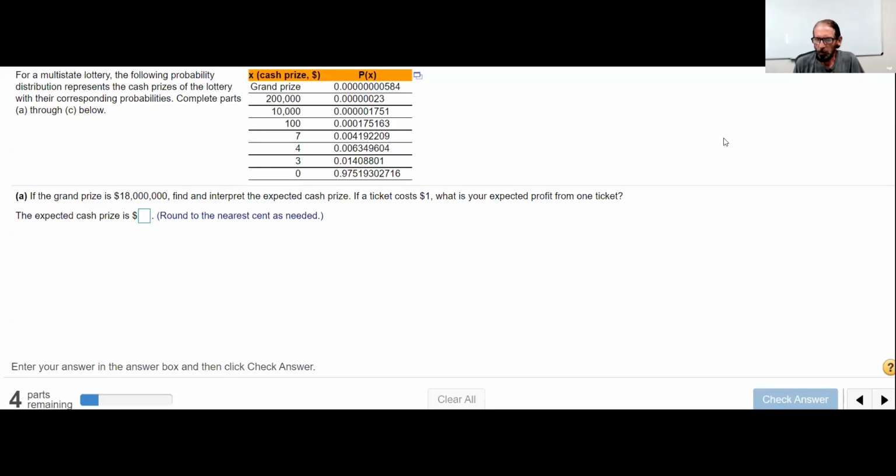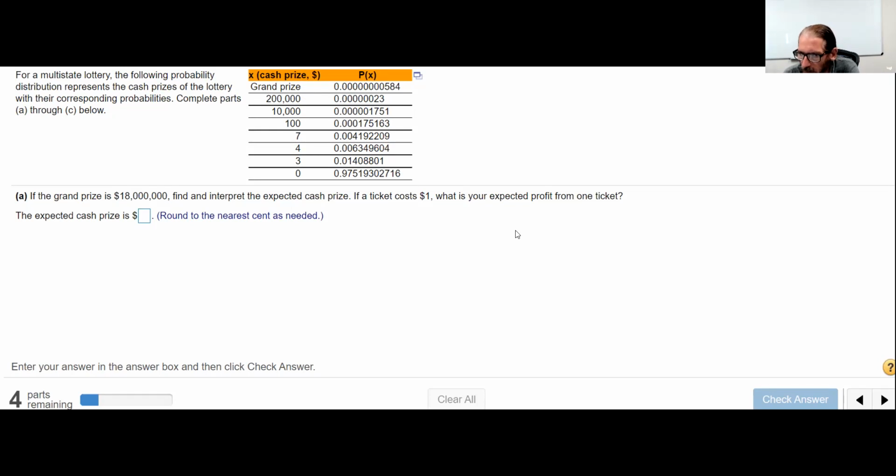In the previous example, I showed how to compute mean and standard deviation for a discrete random variable using Excel. Now I'm going to show using StatCrunch. Now, I want you to notice here when they're talking about a lottery and how much the prizes are over here, and then the probabilities on this side, they're asking for the expected cash prize.